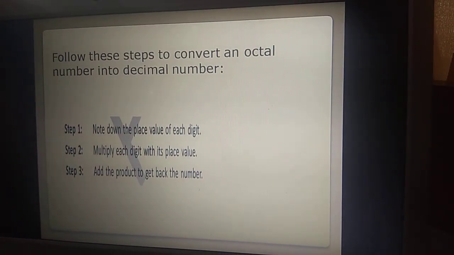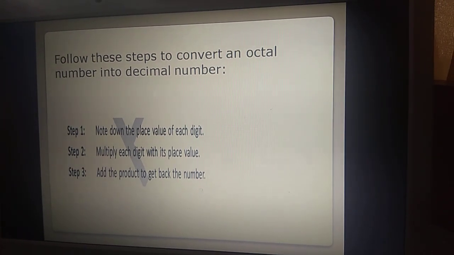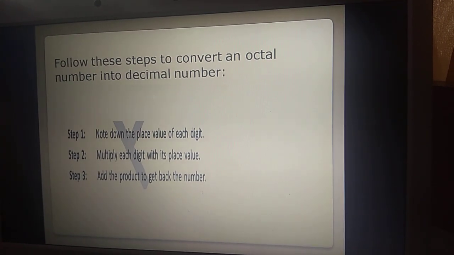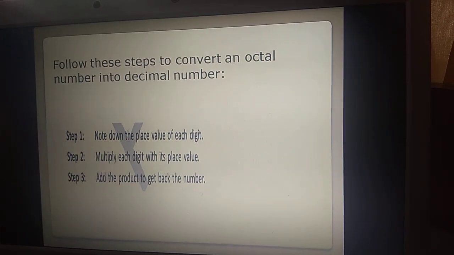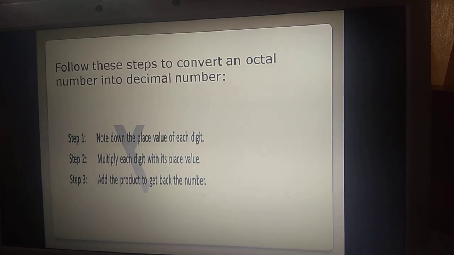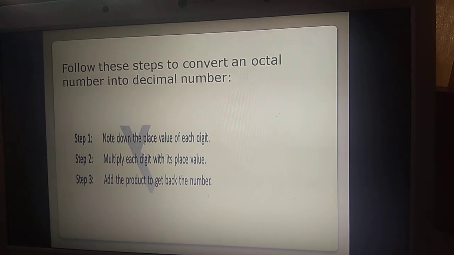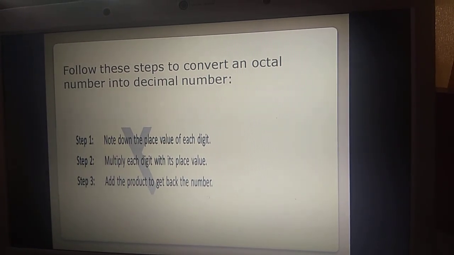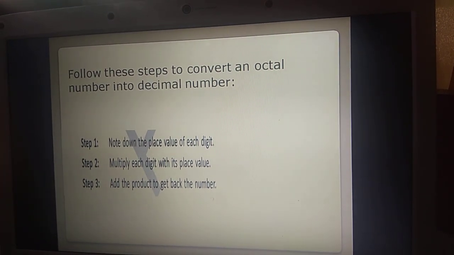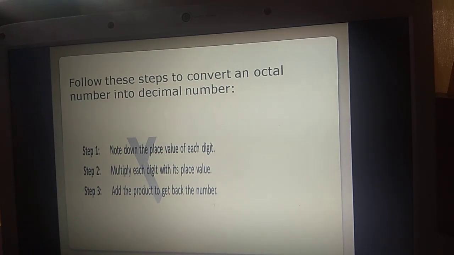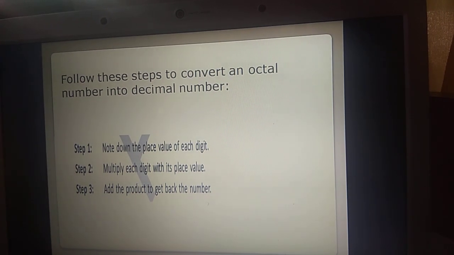Now if we want to convert this octal number back into the decimal system, we also have some rules to follow. First of all, note down the place value of each digit. Then rule number 2 says to multiply each digit with its place value and the base. The third step says to take the products of these multiplications and add them all to get the new number, that will be the decimal number.